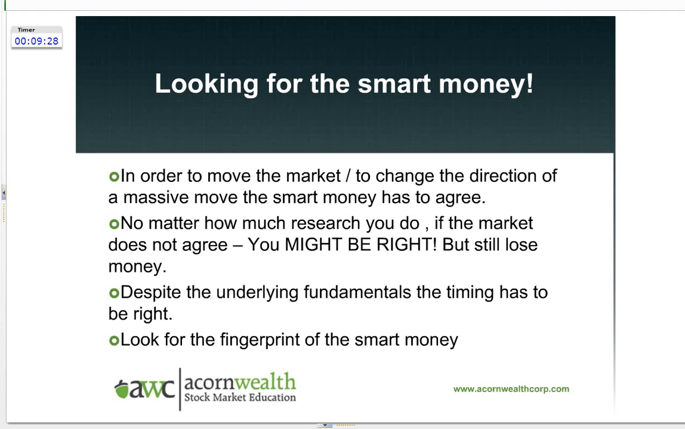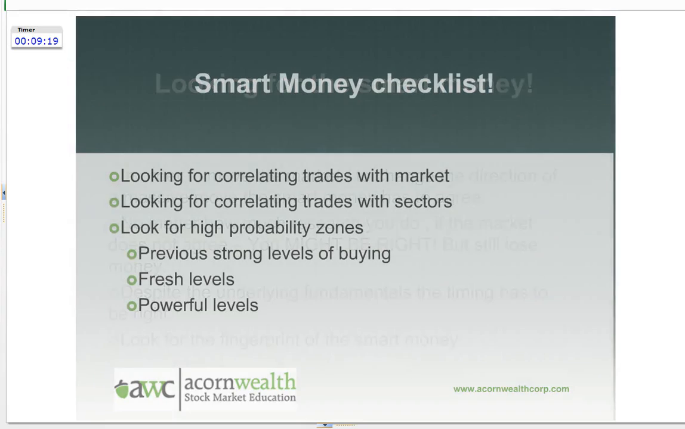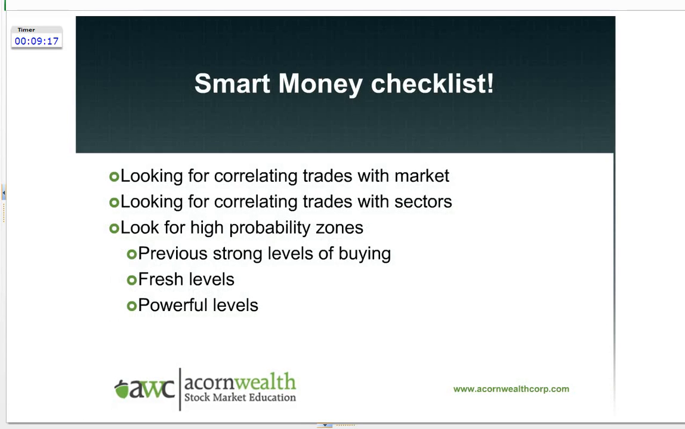So now to figure all that out, we look for that fingerprint of the smart money. So let's do a smart money checklist. Basically, with smart money checklists, we want to firstly look for stocks that correlate with the sectors. Look for correlating trades with the market.